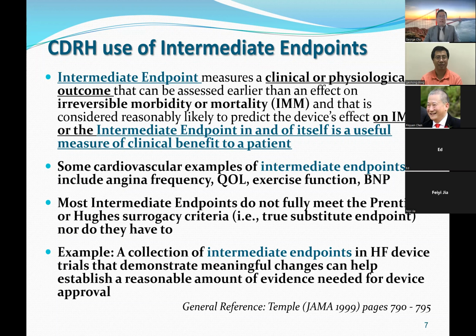So let's look at some examples in the cardiovascular arena. They would include angina frequency, quality of life, exercise function, brain natriuretic peptide, which is a good marker of extent of heart failure. So I think we can conclude that most intermediate endpoints do not fully meet the Prentice or Hughes surrogacy criteria, that is, true substitute endpoints, nor do they have to.